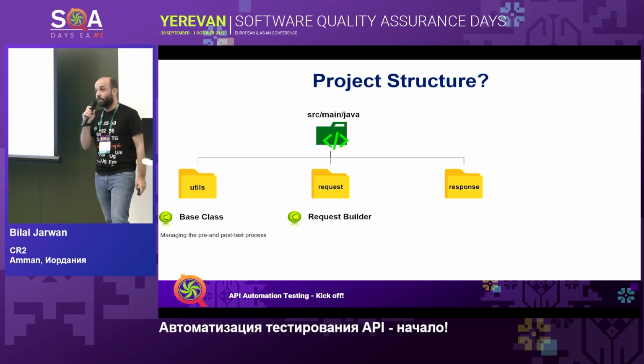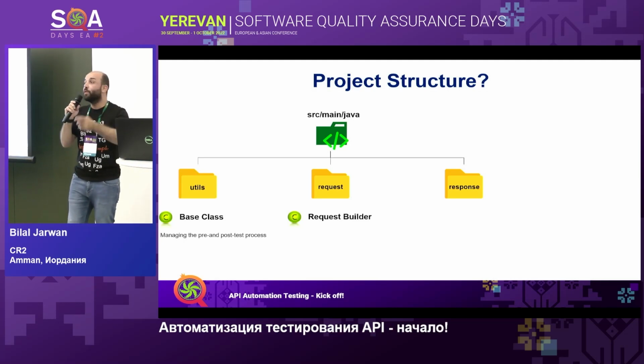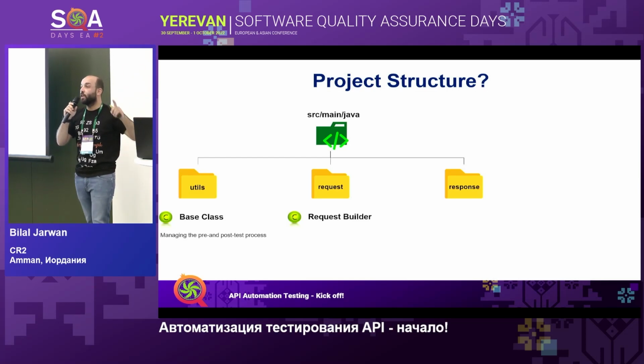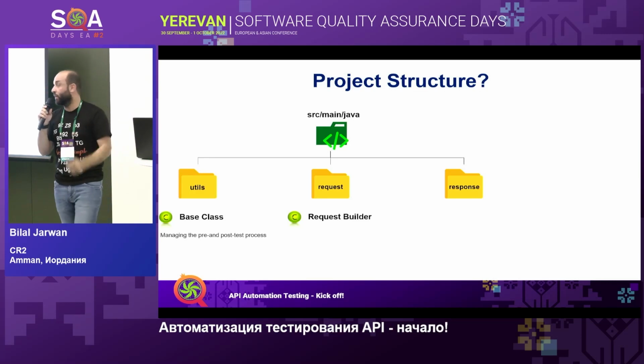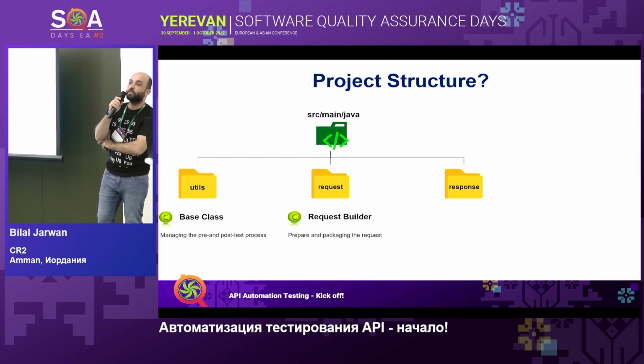So in the request package, we will have the first class called request builder. You need to build your request in one place, not in two different places. You should have one class, and this class will handle the request packaging. And as you see here, we are preparing and packaging the request in this class.